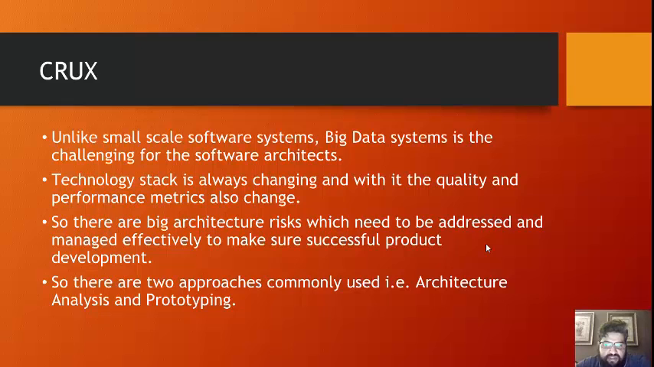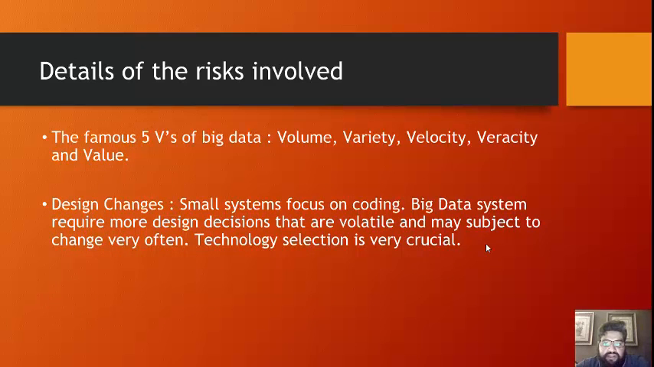So there are two approaches that are being discussed in the paper that the authors have presented. Regarding these approaches, the authors mentioned the criteria about when to use the architecture-related analysis alone and when to use prototyping along with it. So as I mentioned, there are certain risks involved in the development of big data systems. It is not a strange thing, as we are all familiar with the 5 V's of big data, which are volume, variety, velocity, veracity, and value.